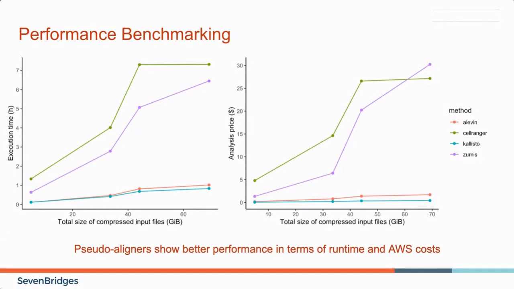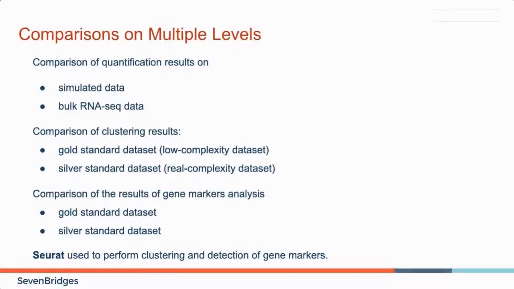On the following slides, we will talk more about methods we use to compare the precision of the obtained results. So we compare the accuracy of the results produced with different tools on multiple levels of single-cell analysis. For the quantification level comparison, we simulated a single-cell dataset and also used bulk RNA-seq data as a second approach. We also performed clustering and gene marker comparisons using interactive analysis based on the Seurat package. And for this purpose, we use two datasets that are labeled as gold standard and silver standard.